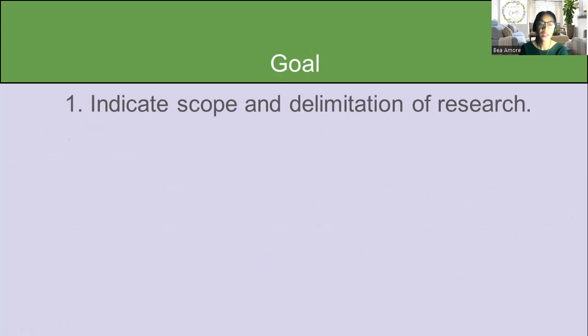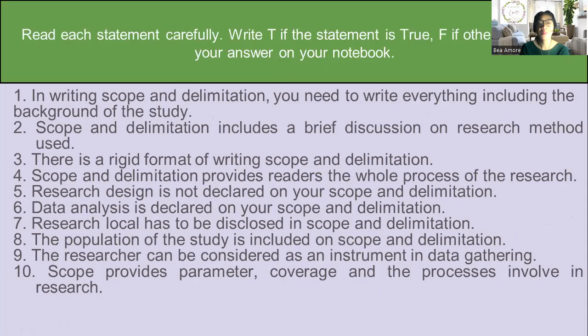So what is scope and delimitation of research, and how do we write down scope and delimitation? First, let us have a pretest. Read the statement carefully and write true if the statement is true, and if it's false, write false. Write your answer in your notebook. Number 1, in writing scope and delimitation, you need to write everything, including the background of the study. Number 2, scope and delimitation includes a brief discussion on research method use.